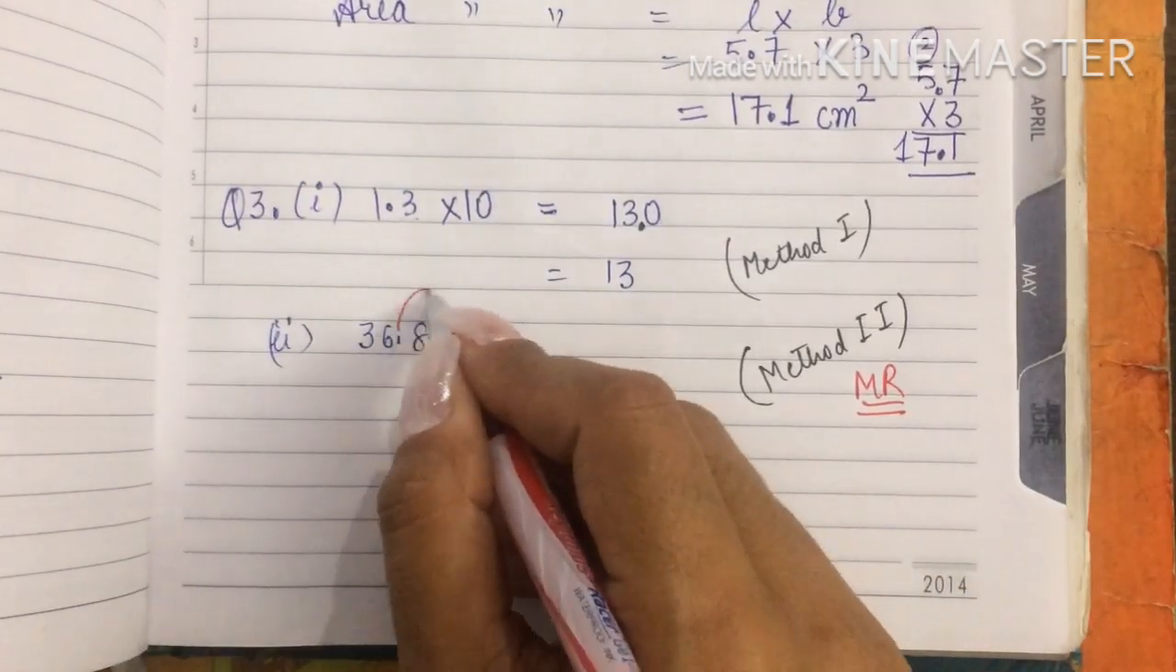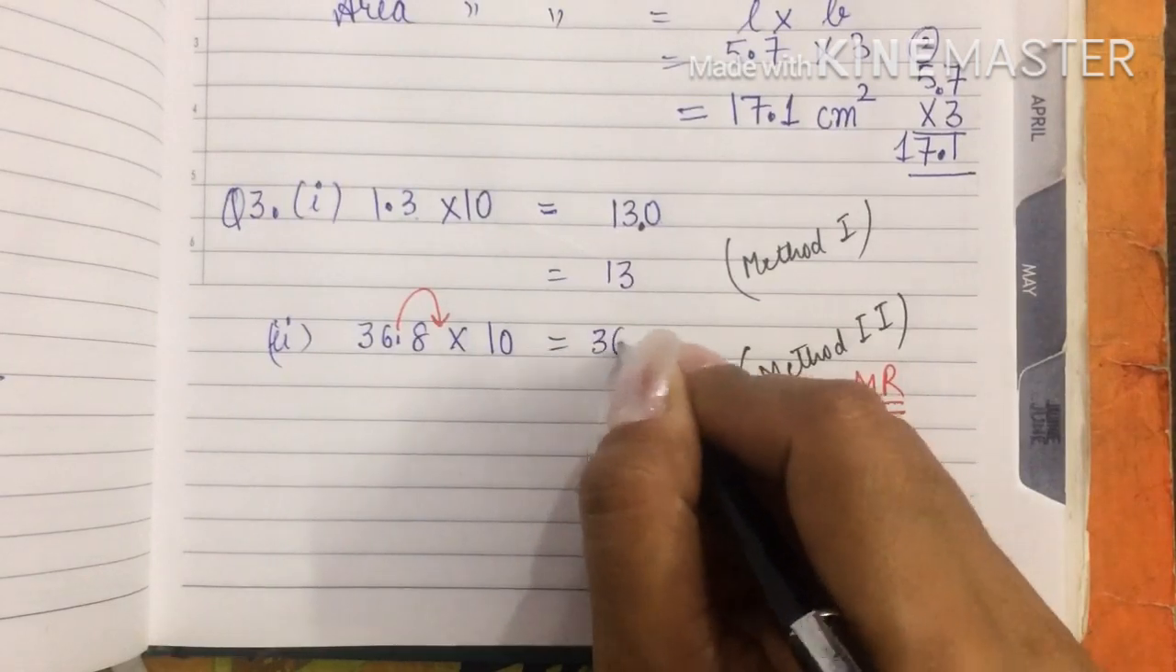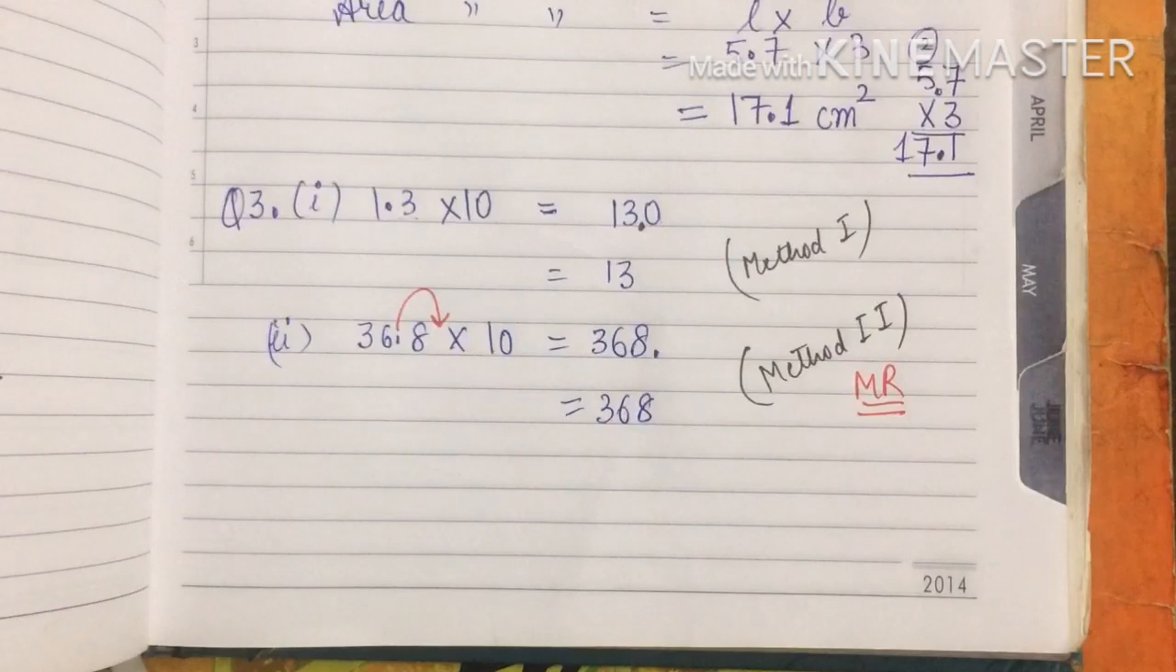So it is 10 now. So the point will go right here. And now the point reaches the end. And when the point reaches the end, it can be ignored. The point will be here, and you can ignore this. You can simply write this as 368.